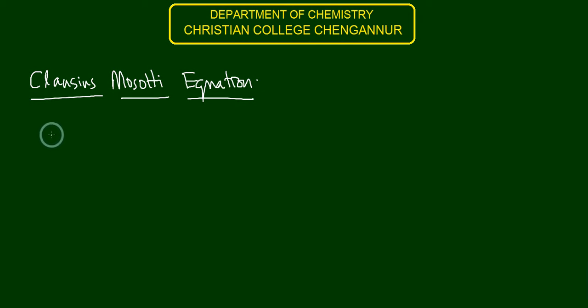In the last class, we already learned what will happen if you are placing a substance in an electric field. You already learned that there are different kinds of polarization: electronic polarization, atomic polarization, and orientation polarization. And today we are going to learn an important equation, that is the Clausius-Mossotti equation.